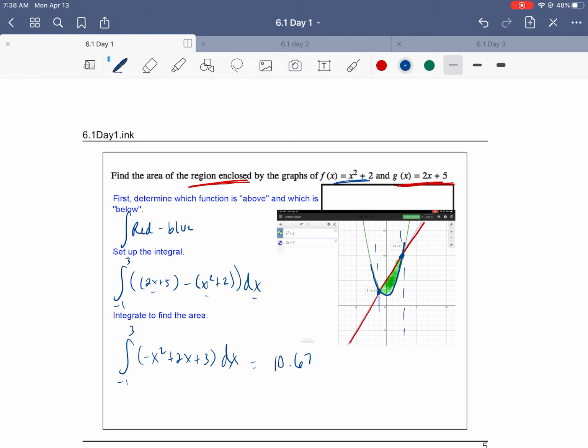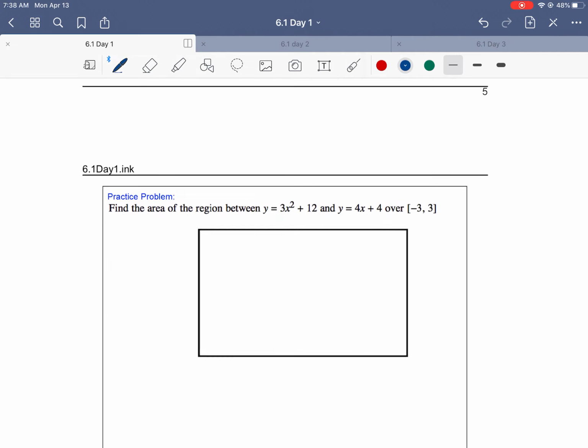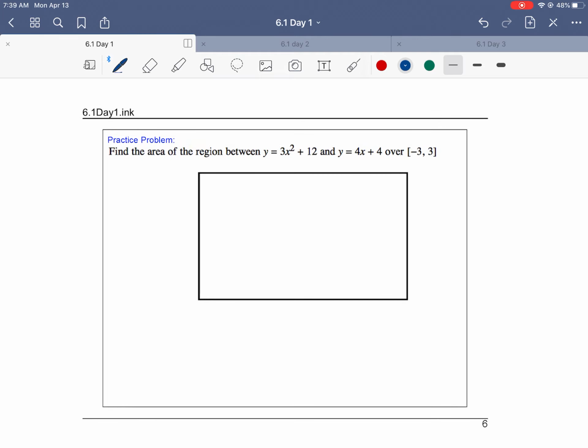Okay. So we've seen a couple of problems where the limits of integration were given, and here was an example where the language implied that the two lines or two graphs would intersect and create their own limits of integration. Okay. So here's a place where you could try this on your own. Go ahead and pause the video. Give this example a try.